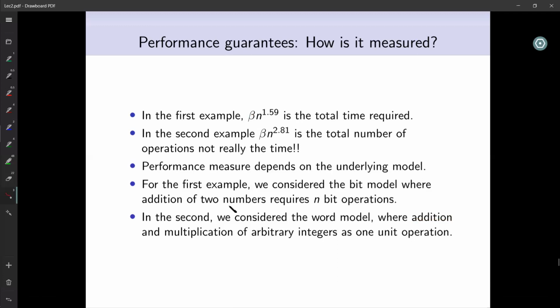We'll make a precise definition of the model two lectures from now, what kind of models we are considering and so on. But we need to keep this in mind: the underlying model is important.